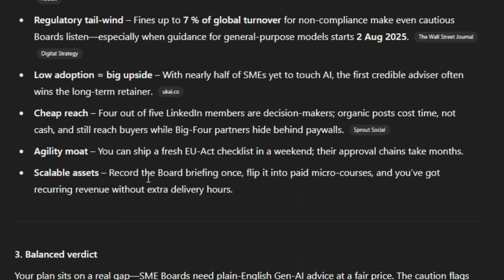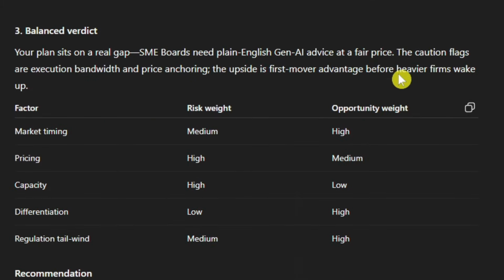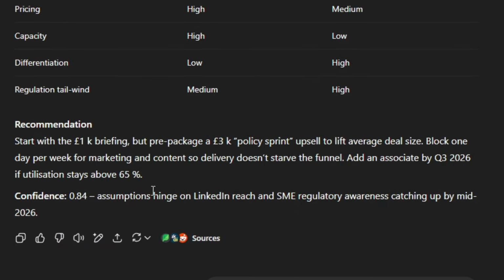And I've got scalable assets. Record the board briefings once, flip it into paid micro courses. You've got recurring revenue without any extra delivery hours. Balance verdict. Your plan sits in a real gap. SME boards need plain English Gen AI advice at a fair price. Caution flags around bandwidth, price anchoring, and upside in first mover advantage before heavier firms wake up. Fantastic. And it gives me a recommendation.